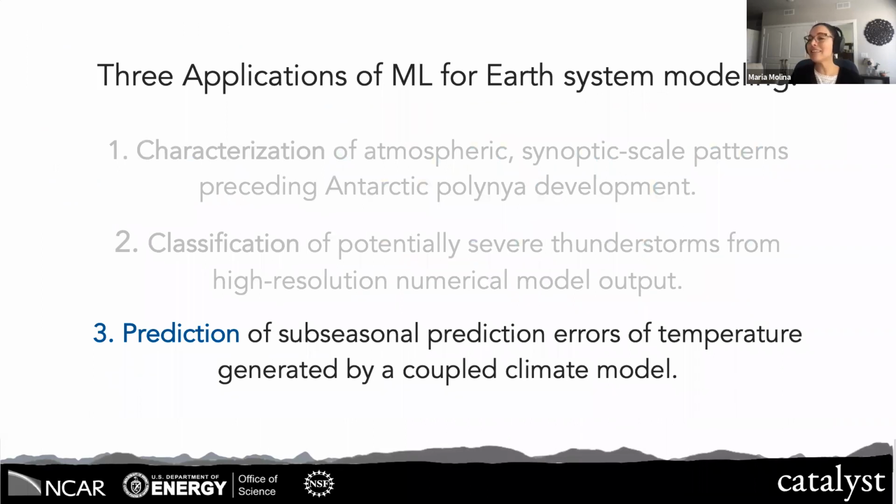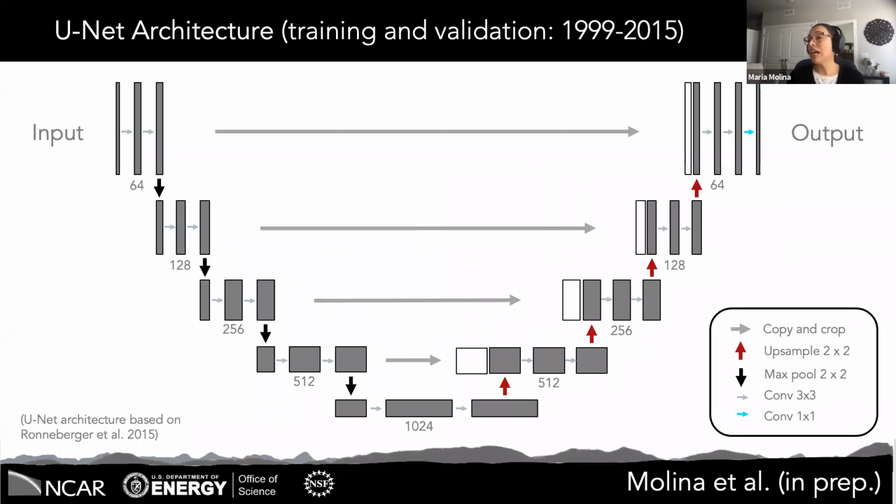And then my last example that I'll be sharing with you is a project that I'm currently in progress. And here my objective was to perform prediction of subseasonal prediction errors of temperature and precipitation. And I do have results for precipitation as well, but I'm just going to share temperature with you right now. And what we're doing is we're essentially training another type of convolutional neural network. But in this case, this architecture is called a U-net. And the reason it's called the U-net is, of course, because it's shaped like a U.